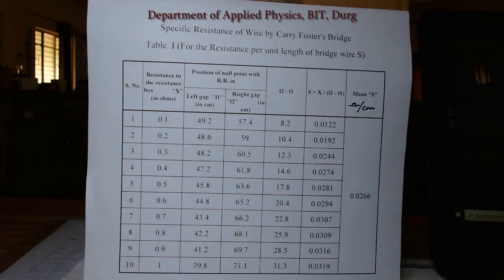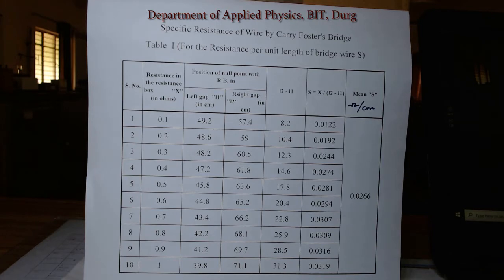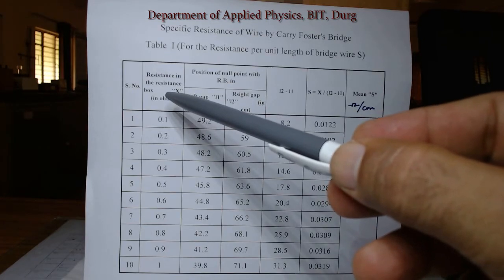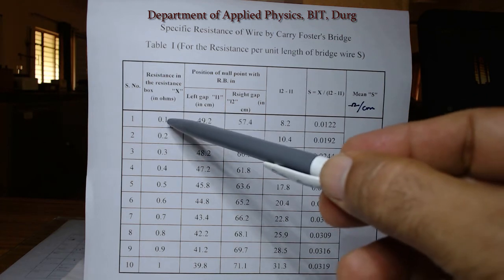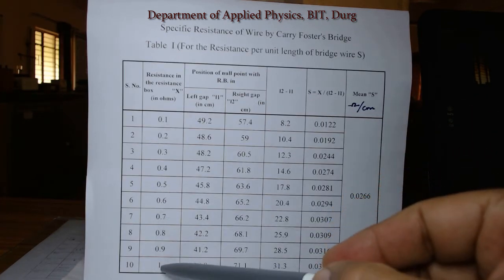Now see the reading for the first table, in which we want to find the resistance per unit length of the bridge wire. The reading is like this. In the first column, we are writing the resistance which appears in the resistance box in ohms. So as I told you, it is 0.1, 0.2, 0.3, 0.4, 0.5, so on up to 1 ohm.